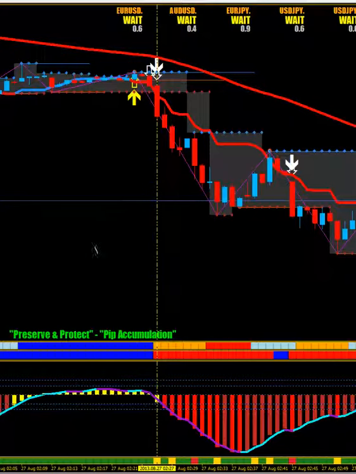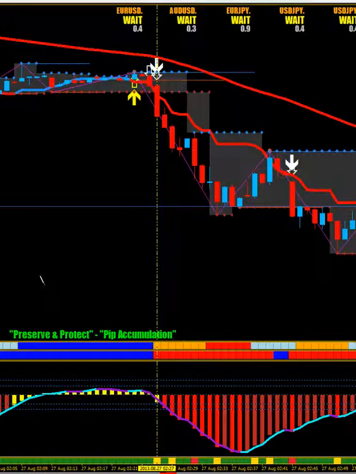So here we have the next trade, which was at 227. We can see here that our moving average, the boss, I call it, was in the sell position. Our Kaizen was also in the sell position.